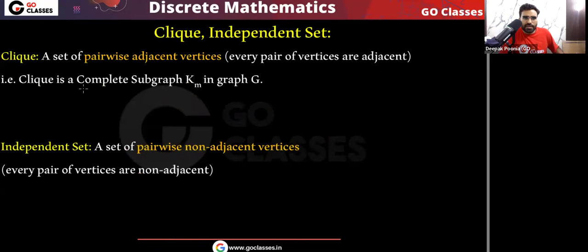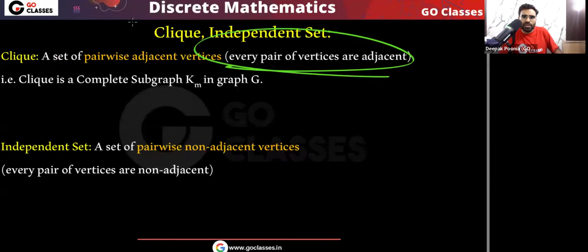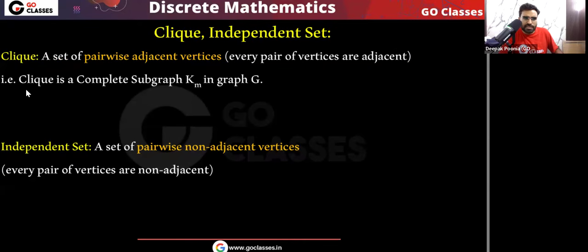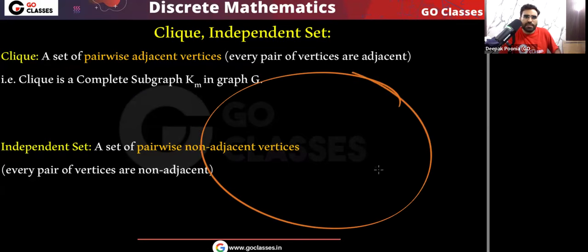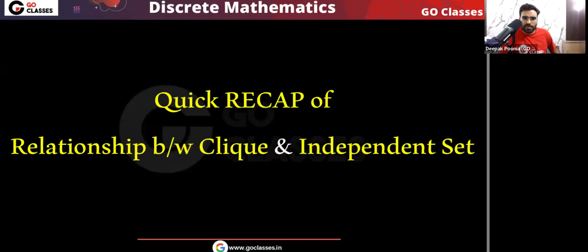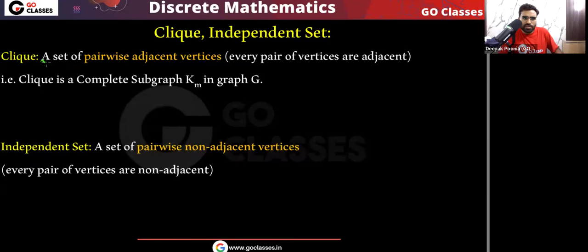What is a clique? Clique is a set of pairwise adjacent vertices. A set of vertices which are pairwise adjacent means every two vertices are adjacent. So I can say clique is basically a complete subgraph Km in the graph G, that is your clique. Okay, very simple. A set of vertices which are pairwise adjacent. And what is independent set? This is a set of vertices which are pairwise non-adjacent, means every two vertices are non-adjacent.